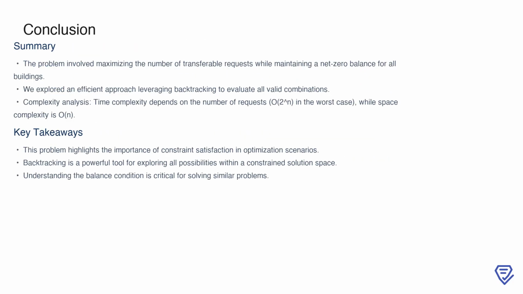Great job! We've reached the end of this problem breakdown. To summarize, we explored an optimized approach using backtracking to maximize transfer requests while maintaining balance constraints. Key takeaways include understanding constraint satisfaction and the power of backtracking.